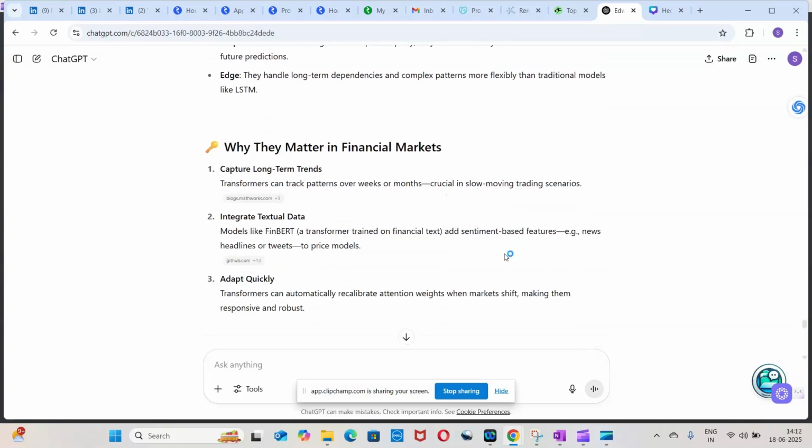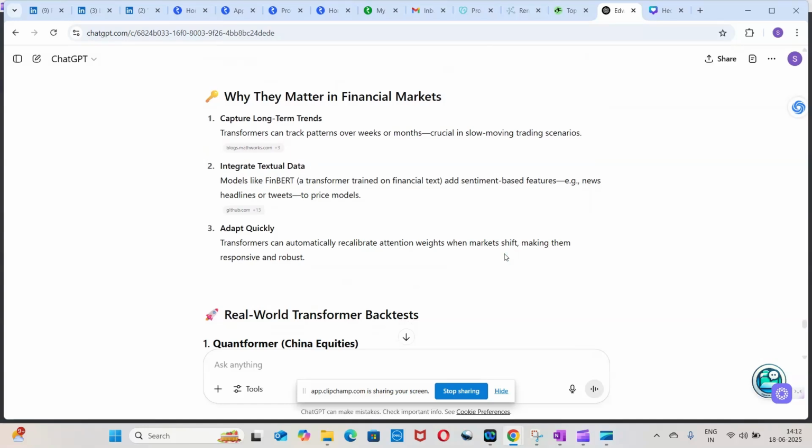Okay. So, why do these transformer AI models matter in financial markets? The main use cases or advantages we get out of them start with capturing long-term trends. These models are very good at capturing long-term trends. They can track patterns over weeks or months, and this is very good in a trending market or slowly moving trading scenarios. That's the first advantage these models give us.